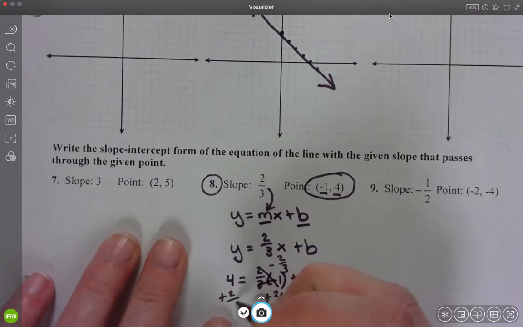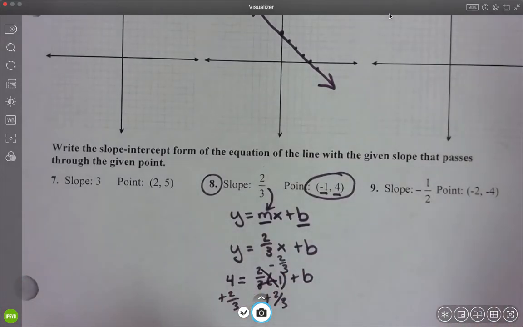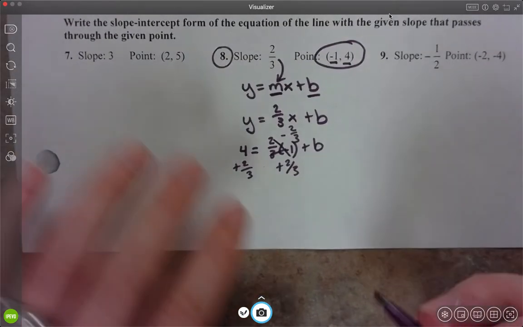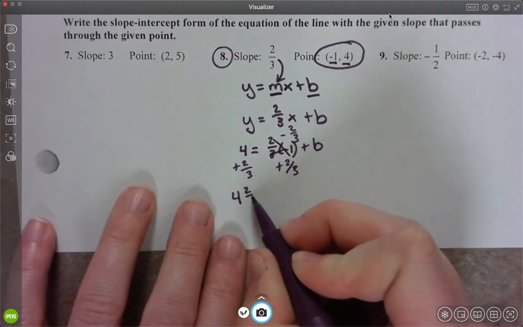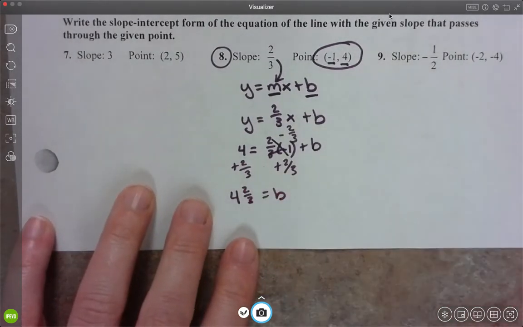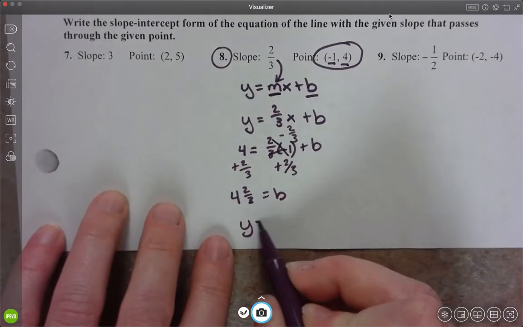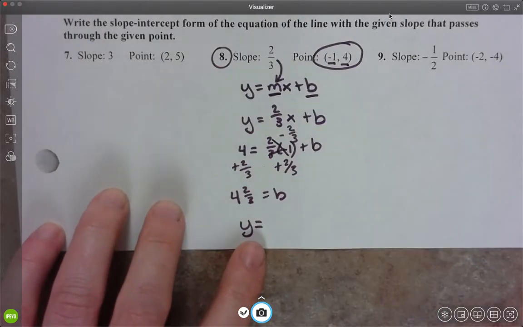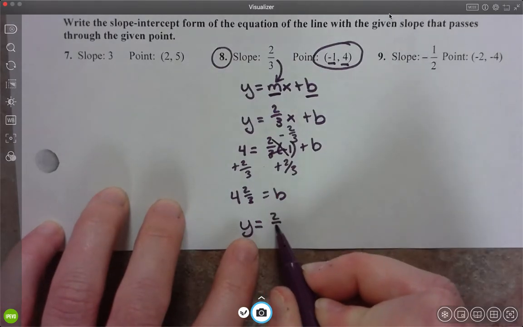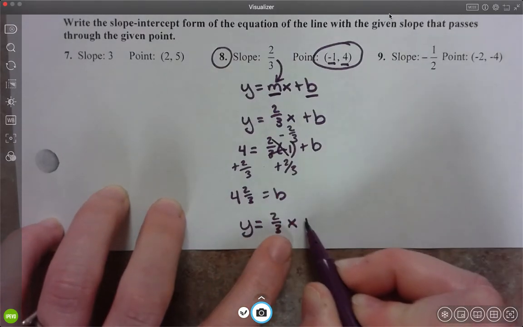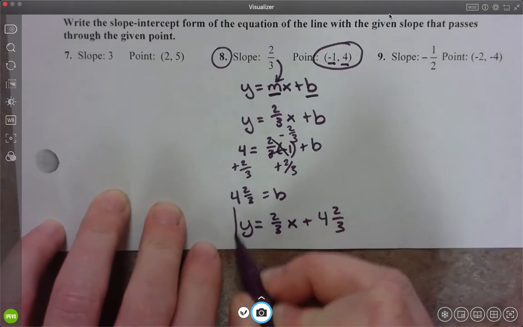Okay? 4 plus 2/3, I'm just going to write as 4 and 2/3. So 4 and 2/3 is what my b value is. Okay? But then I don't stop there. I rewrite the whole thing, leaving y and x in there. So y equals 2/3 x plus 4 and 2/3. Okay? And that is as easy as it gets.